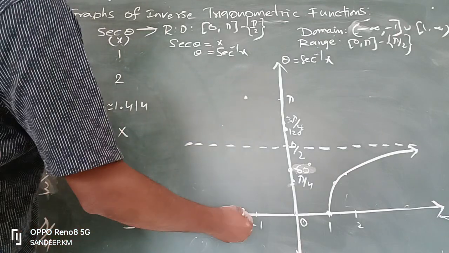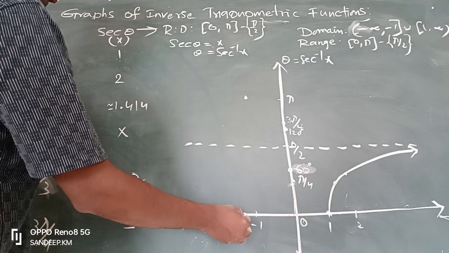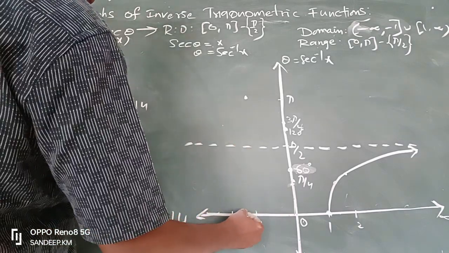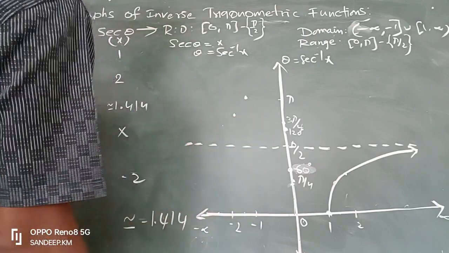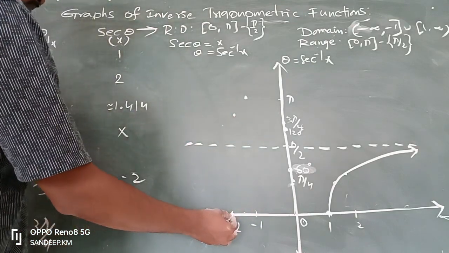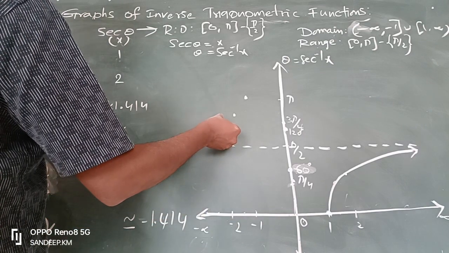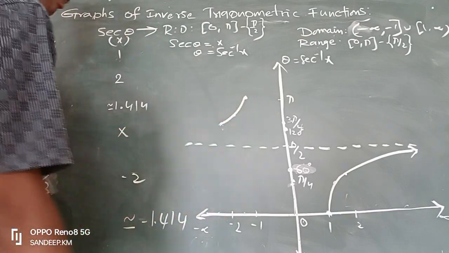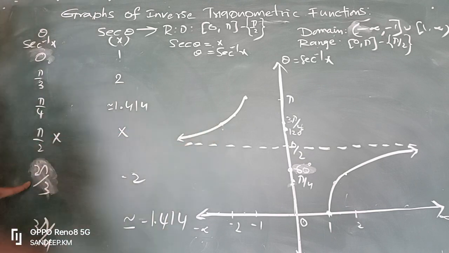Next, when input is minus 1.4 approximately, the output will be 3 pi by 4. Okay, when input is minus 2, the output will be 2 pi by 3. And as input approaches minus infinity, the output also approaches pi by 2.